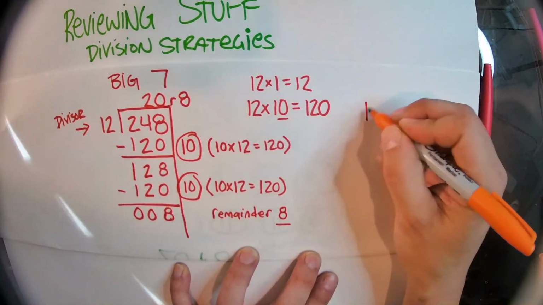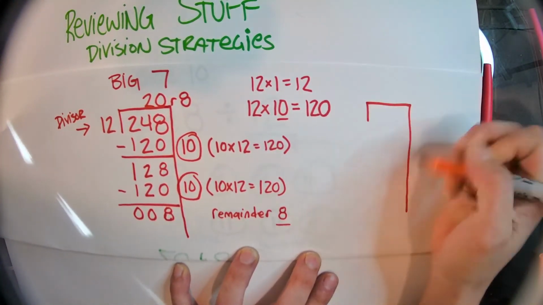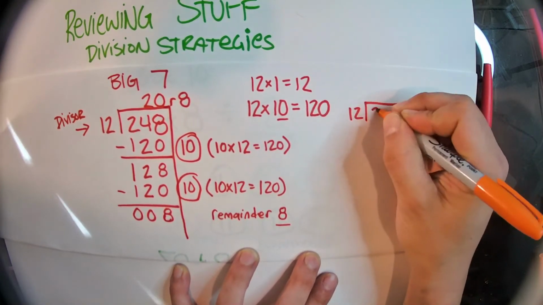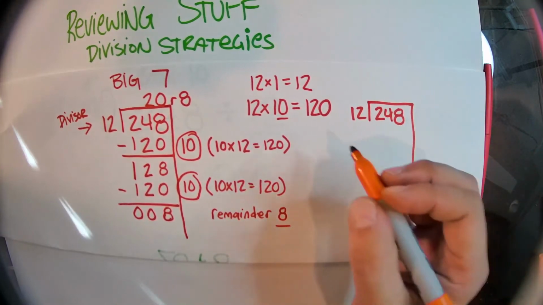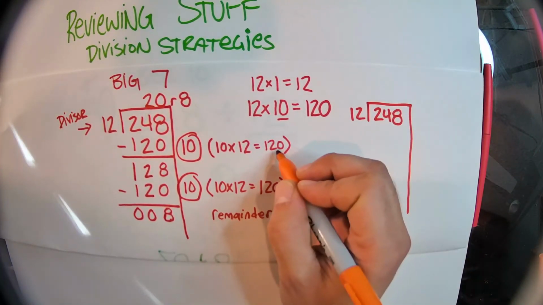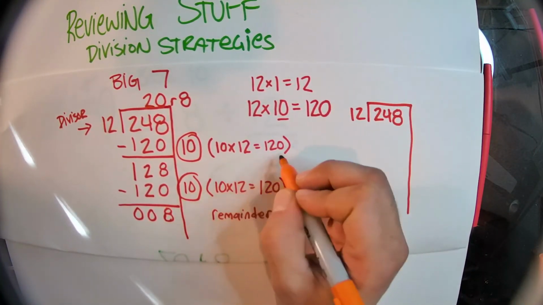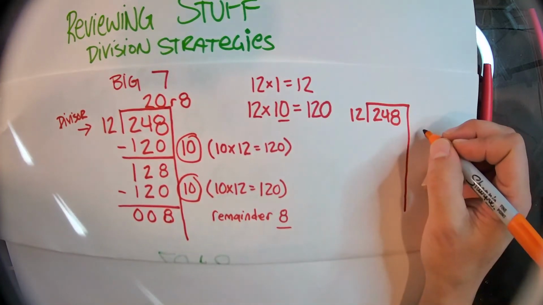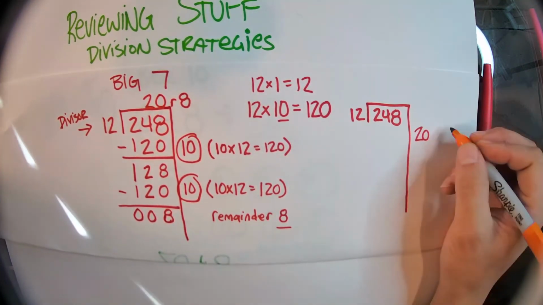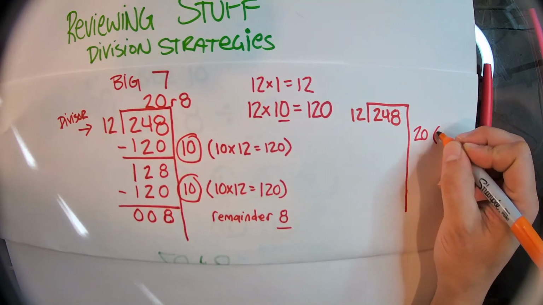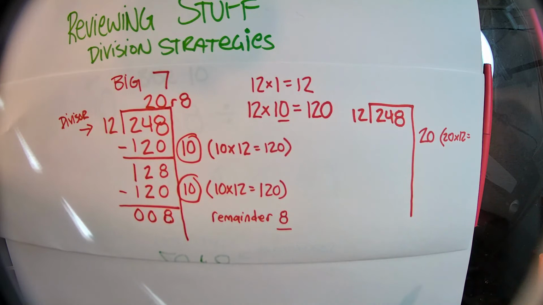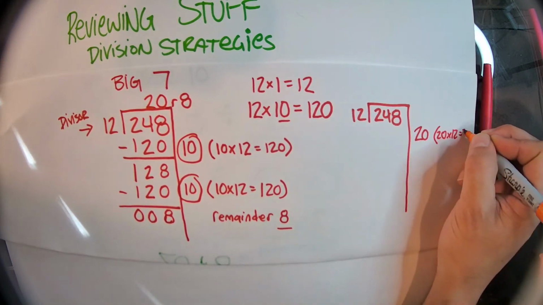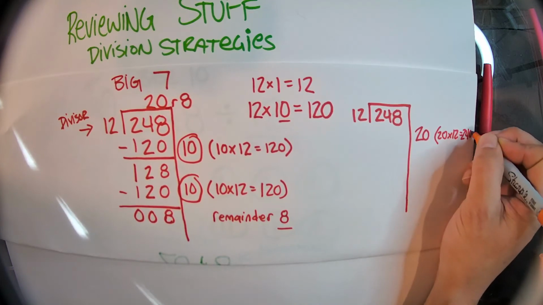So you can use the Big 7. But let's say that on this last one, you noticed that 10 groups of 12 is 120. So you're thinking, I bet I could take out 20 groups of 12 in one step. So 20 times 12, right? You can still use the zeros trick. Cover up that 0. 2 times 12 is 24. And then put that 0 back on there.